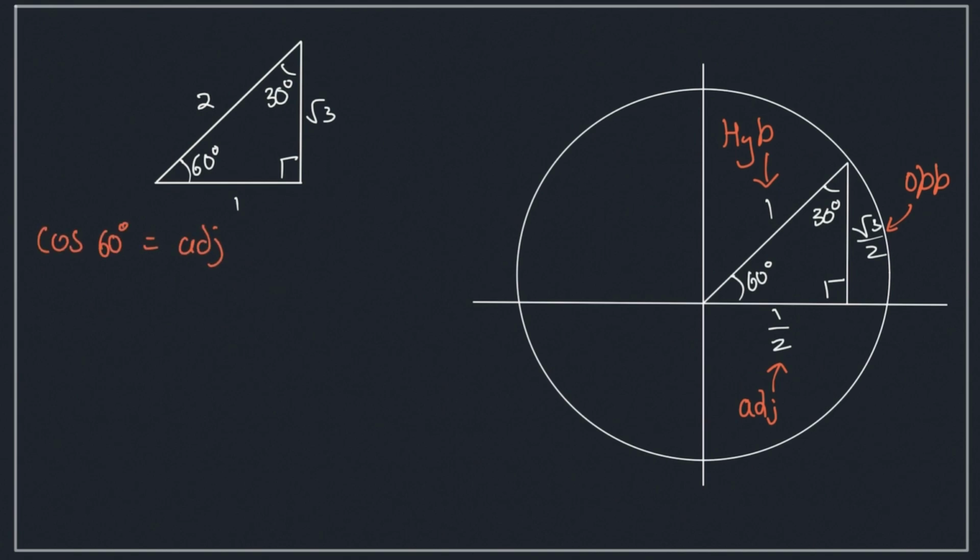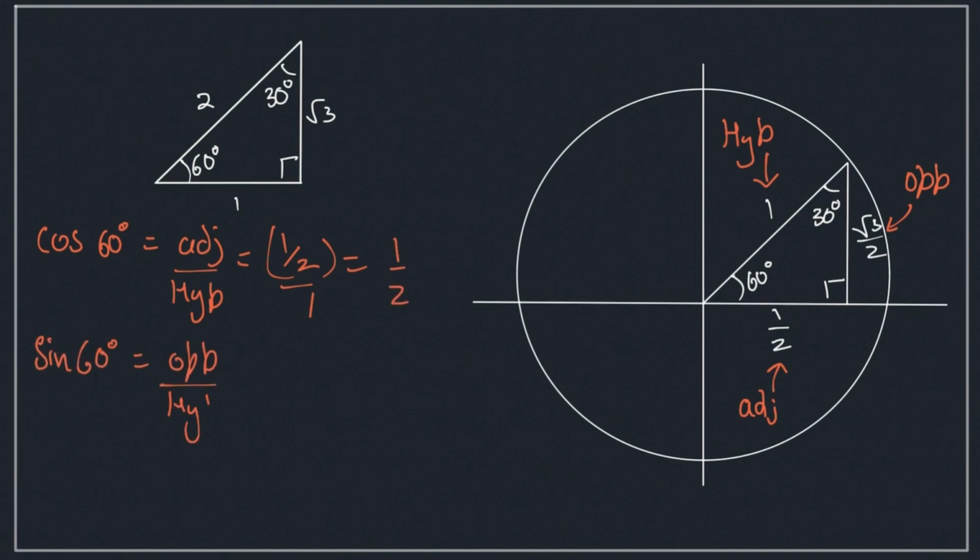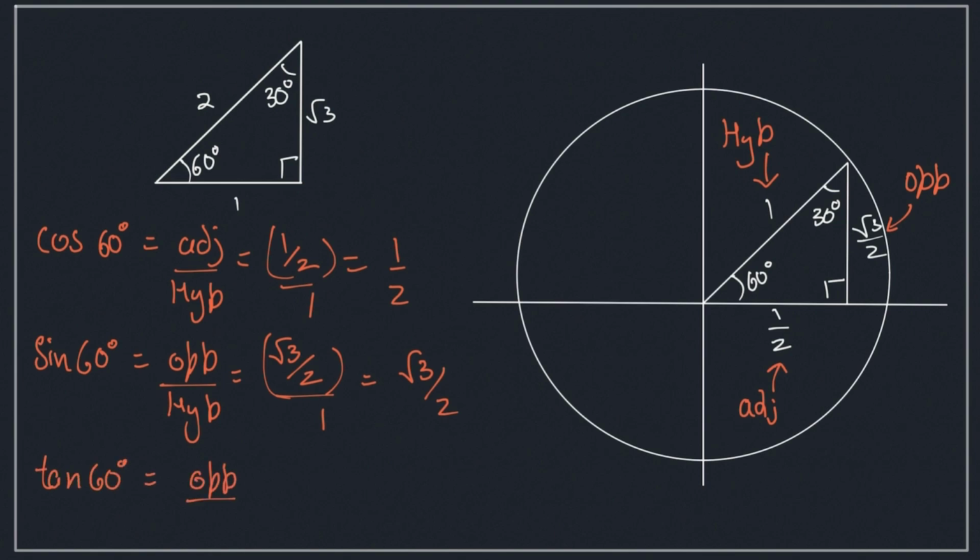Cosine 60 degree will be adjacent over hypotenuse, or 1/2 divided by 1, which will give us 1/2. Sine 60 degree is opposite over hypotenuse, or root 3/2 divided by 1, which will give us root 3/2. Tan 60 degree will be opposite over adjacent, or root 3/2 divided by 1/2, which will give us root 3.